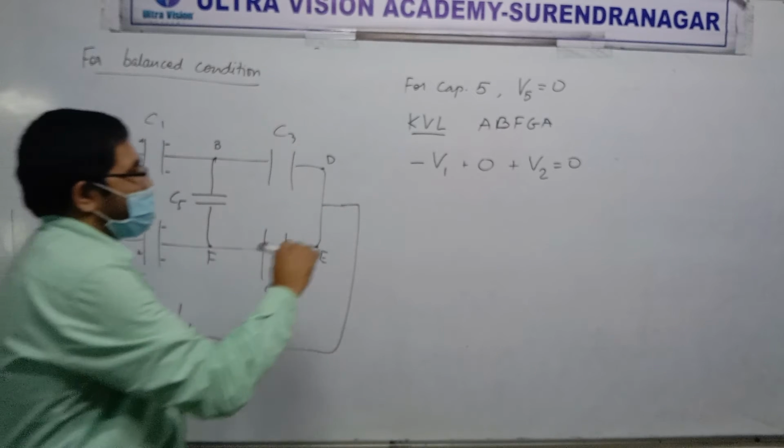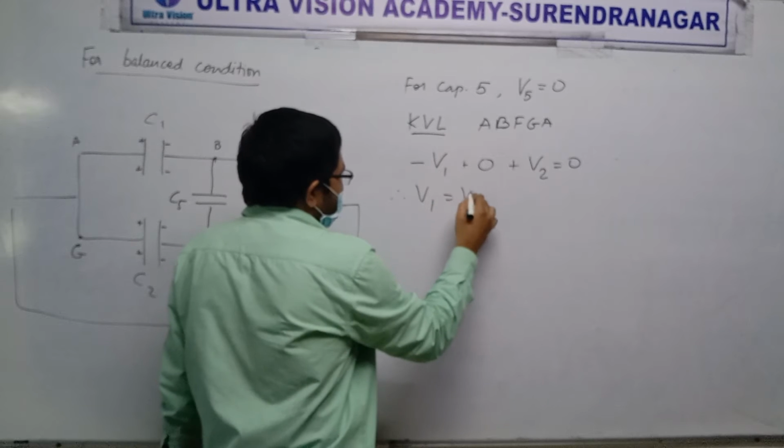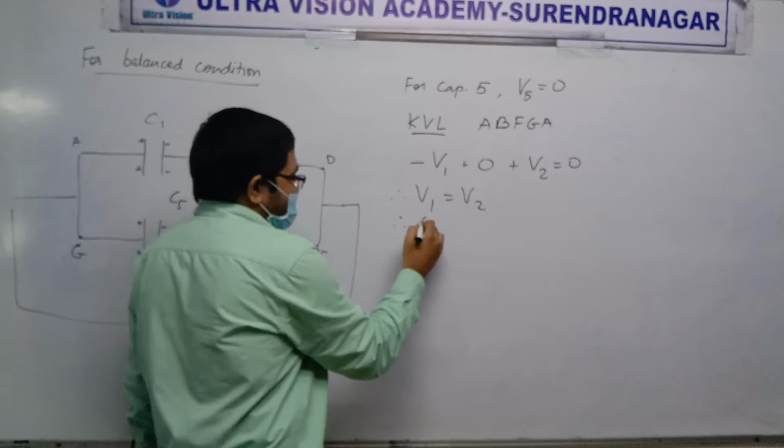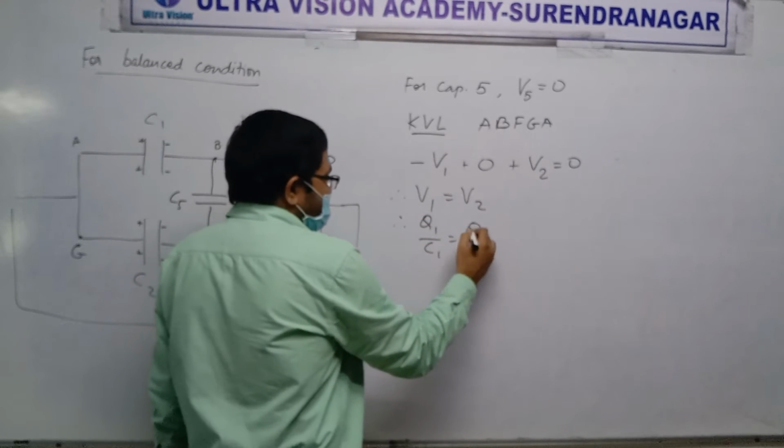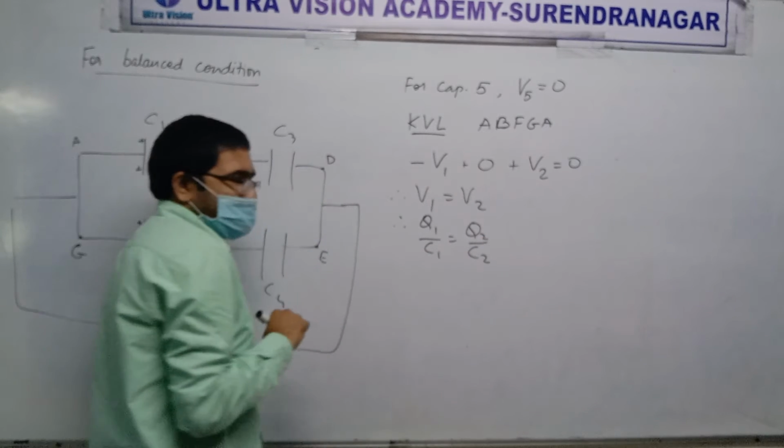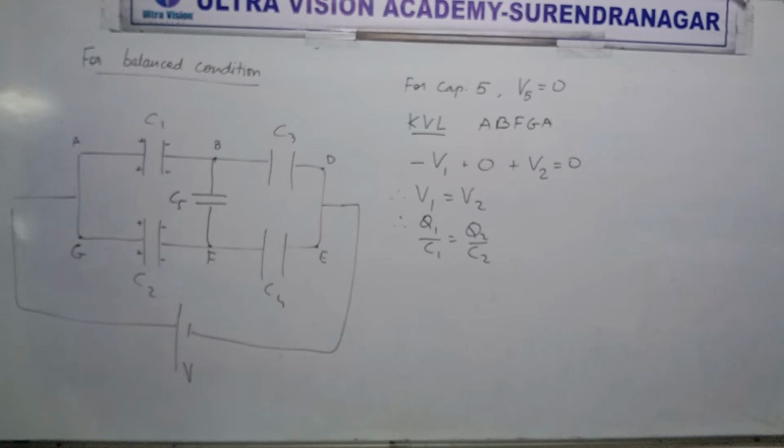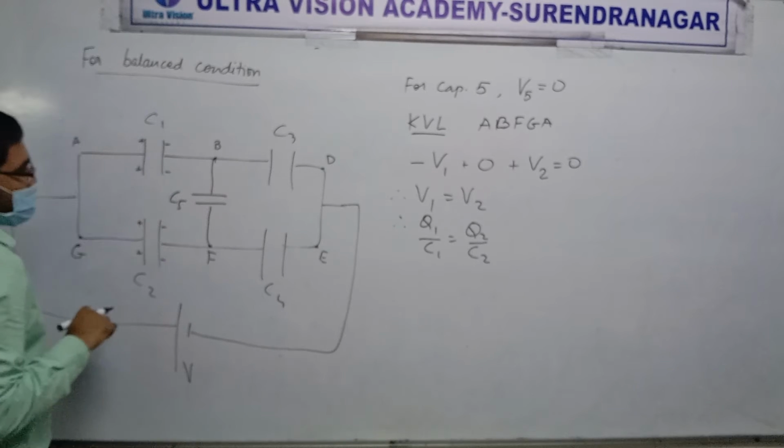So we get V1 is equal to V2. Therefore, I can write Q1 by C1 equal to Q2 by C2. Got that? Yes. Now, let's look at this.